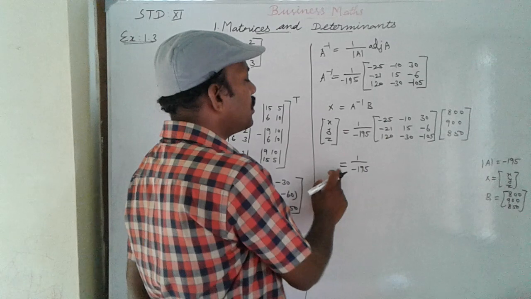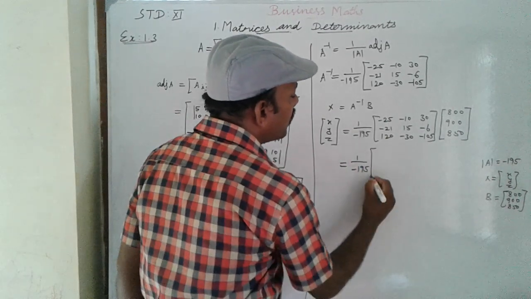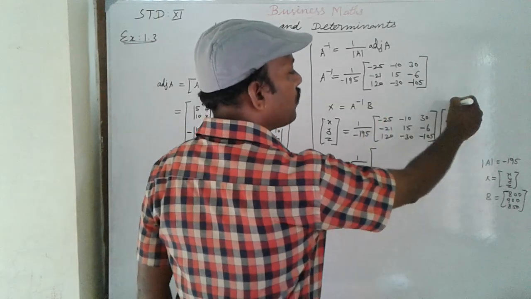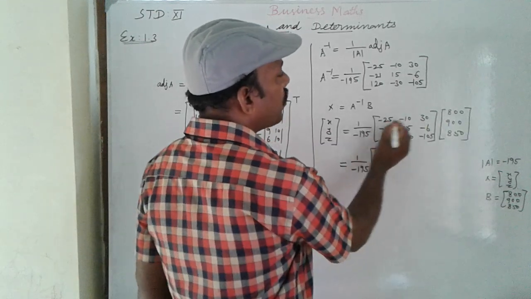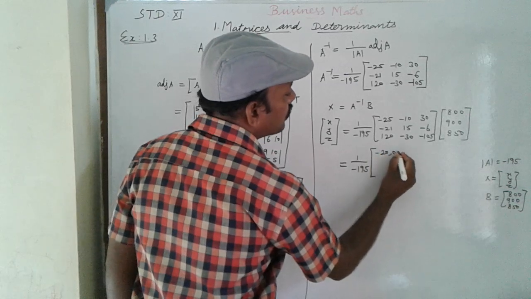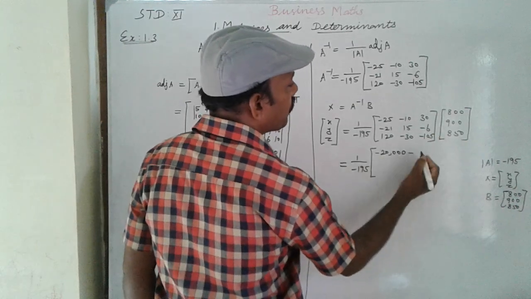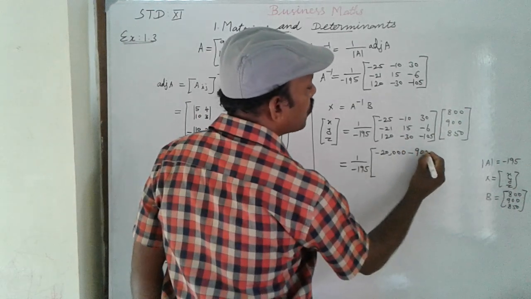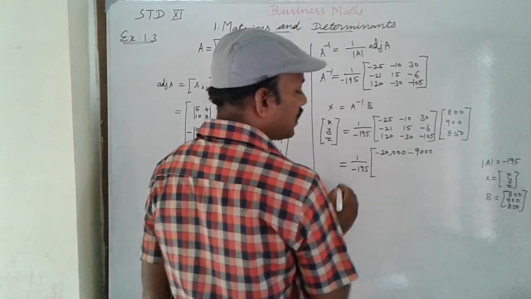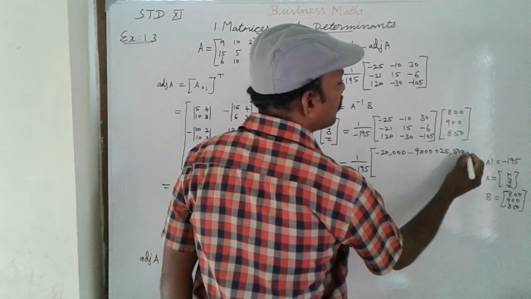It's a multiplication. We take 1 divided by minus 195. Multiplying the first row with the first column: minus 25 into 800 is minus 20,000. Minus into plus is a minus, 10 into 900 is 9,000. Next plus 30 into 850 is plus 25,500.